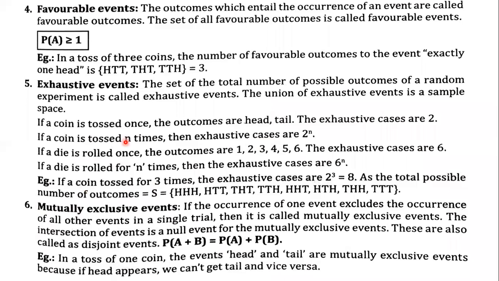So if I toss it for n times, I should get 8 possibilities. How is that? 2 to the power 3. N is 3 times I am tossing. So I will get 8 possibilities. So what are the possibilities? I can get head all the 3 times. I can get head once, tail and tail the second time. I can get tail first and then head and then again tail. I can get all the 3 times tail.